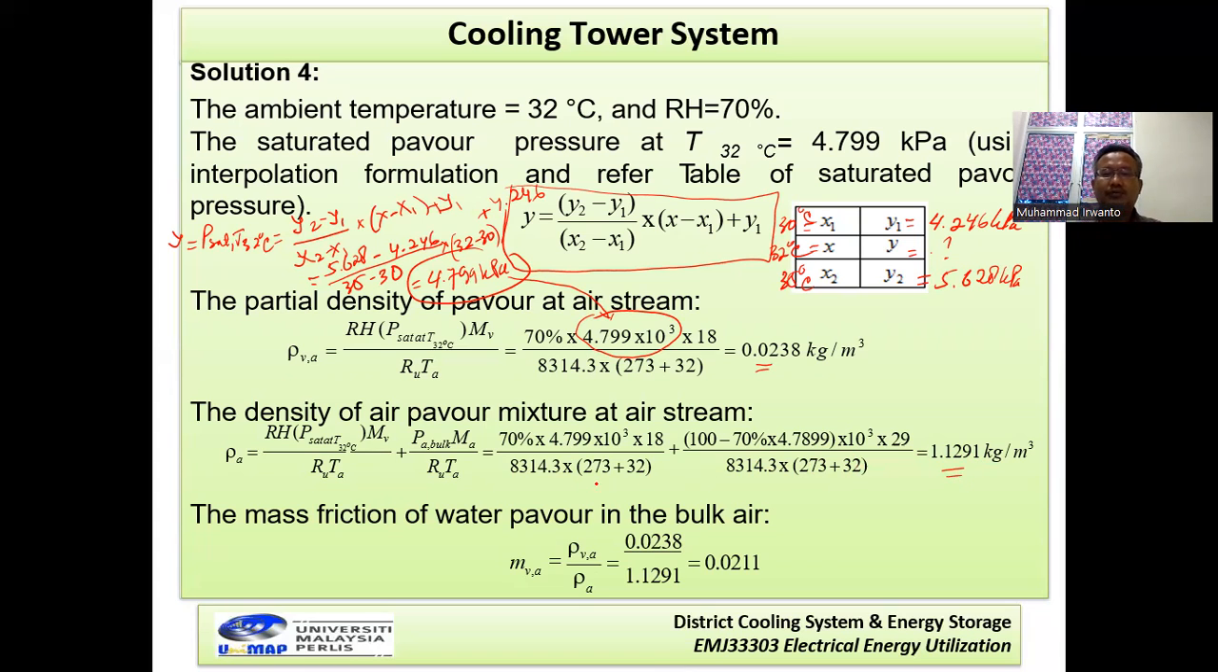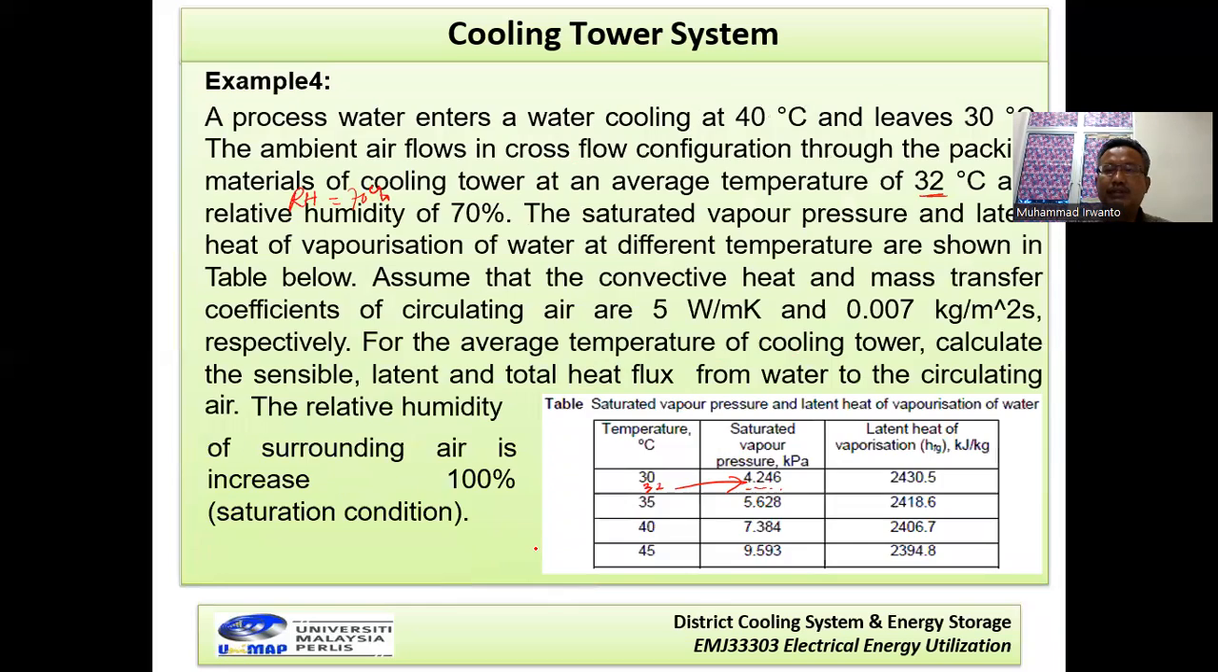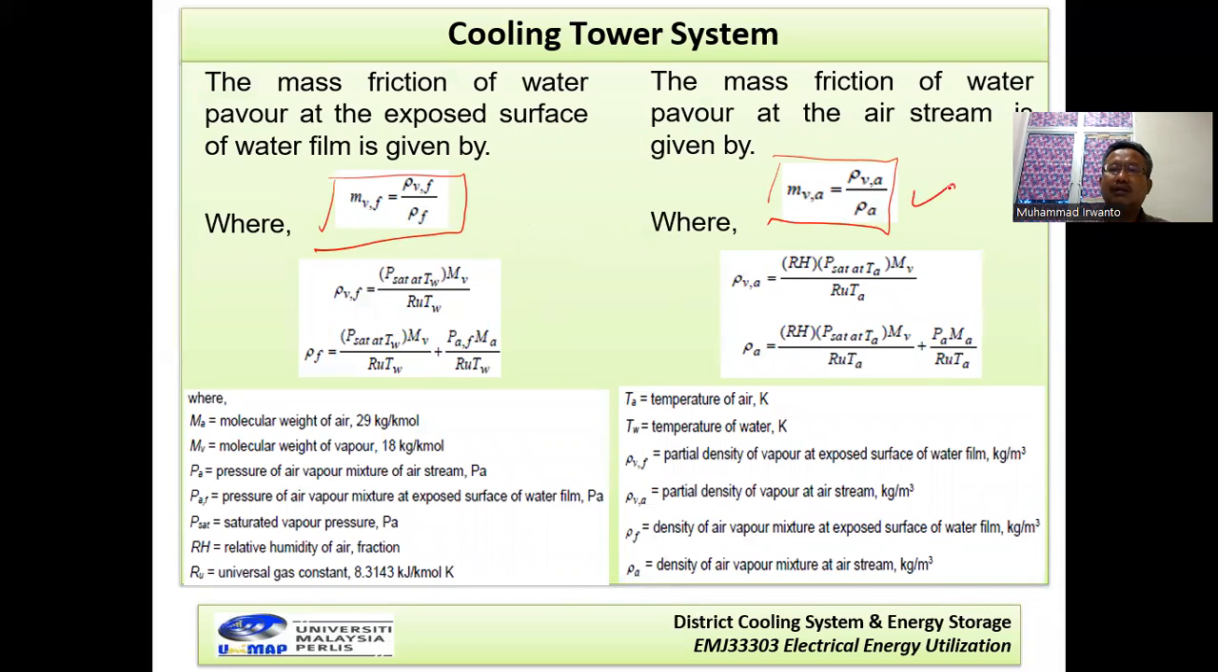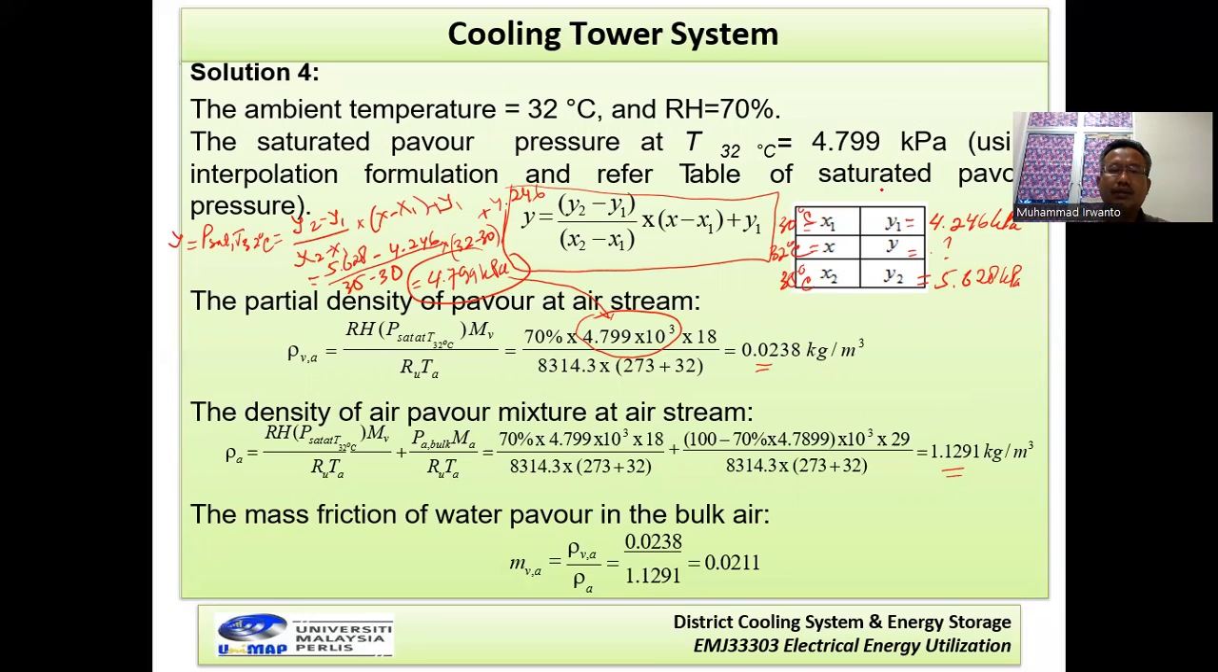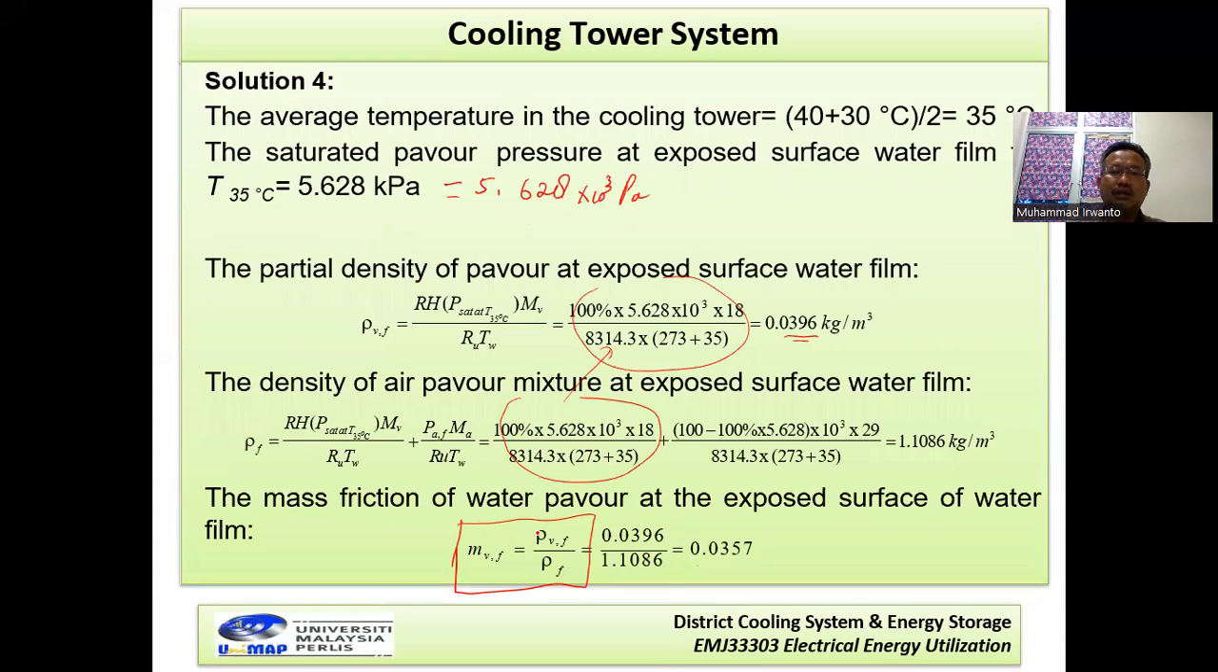After that we can find the value of MPa based on this formulation: MPa is rho VA over rho A. Rho VA is 0.0238 divided by rho A, which is 1.1291 here. So we obtain a dimensionless value of 0.0211. After obtaining this value, we have the mass fraction of the air and also the mass fraction of the exposed surface of the water film.